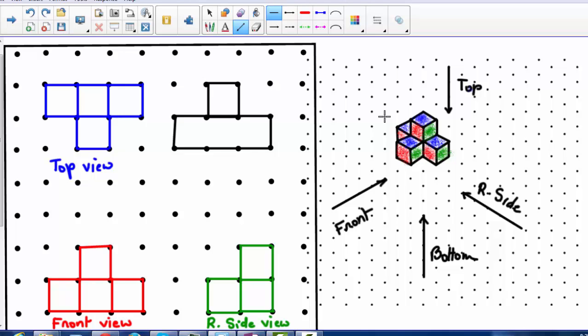Now there is a small problem here. Who can tell me there is a small mistake? Who can tell me? Think well. I will leave you for a few seconds. Try to figure out where is my mistake, or what is the difference between the top view and the bottom view.